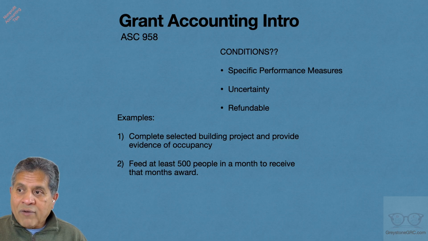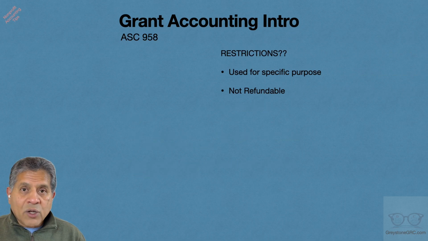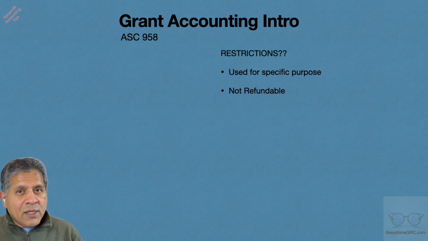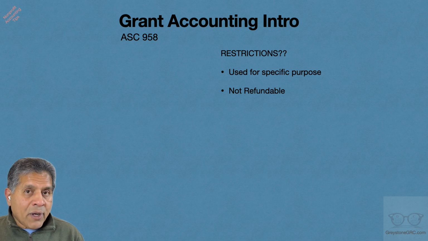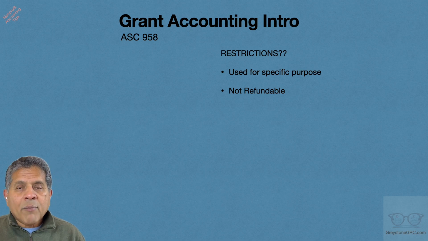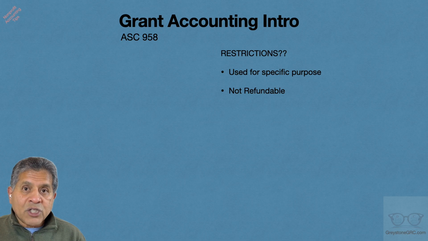And that makes it qualify as a condition. Next, look at restrictions. Restrictions are different. They seem similar in some ways, and yet there is a difference. It talks about a specific purpose, but it's not quantifiable and measurable. And there often isn't refund language, but whether or not there is refund language, if the restriction is general, then it's a restriction and not a condition.